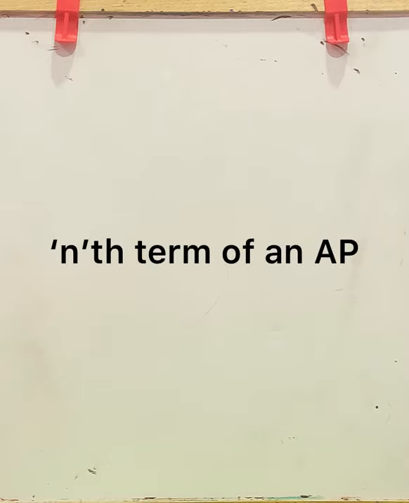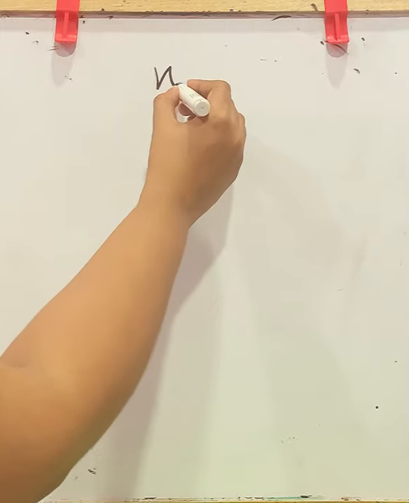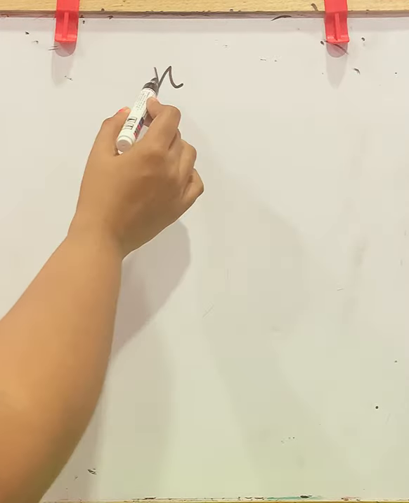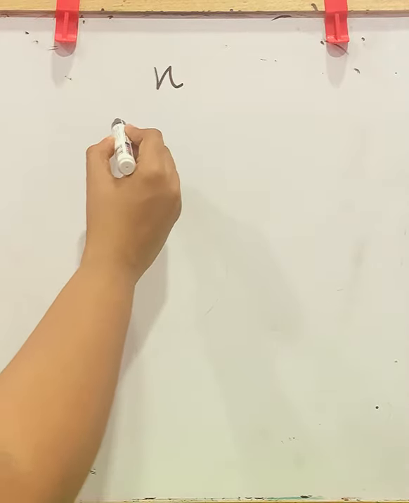Namaste. Today we are going to learn about the nth term of an AP. Why are we denoting the term as n? Because we don't know the exact position of the term. That is why we denote it by n. So there is an equation for that.